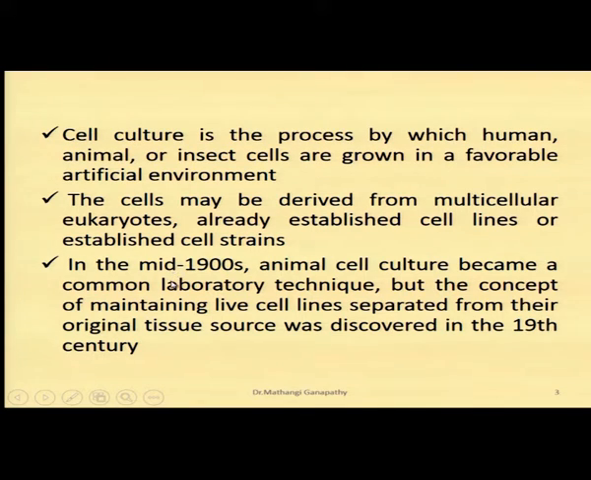In the mid-1900s, animal cell culture became a common laboratory technique, but the concept of maintaining a live cell line which is separated from the original mother line or the tissue source was discovered in the 19th century. So the idea was there, but what exactly had to be done to maintain this cell culture? What were the problems involved in the maintenance of the primary cell culture as well as the maintenance of the secondary or the tertiary cell lines? These were a big question mark to the scientists at those times.